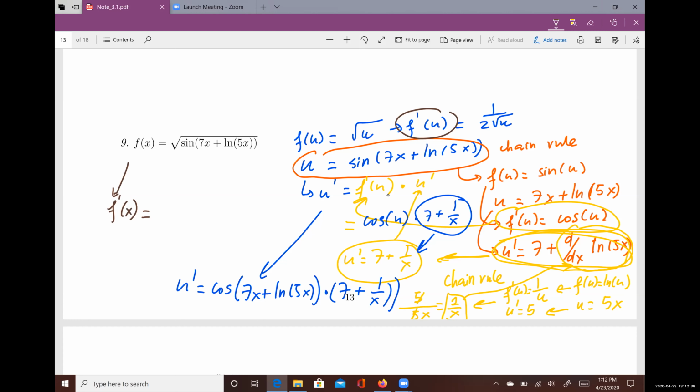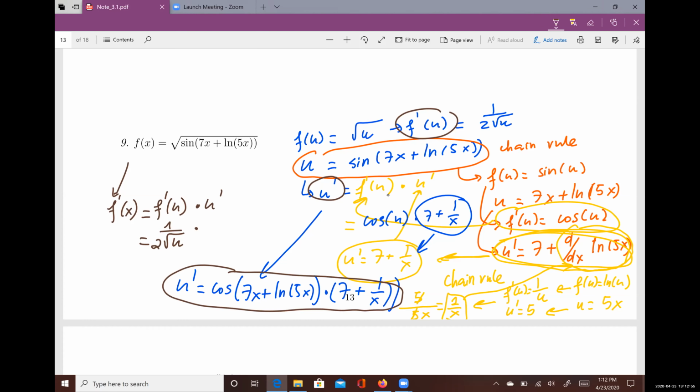f prime of u here, right, multiplied to u prime here. And we know that f prime of u is 1 over 2 square root of u multiplied to u prime, which is something that we already found here, which is cosine 7x plus natural log of 5x times 2 multiplied to 7 plus 1 over x. Okay. And then you can review the u in terms of sine of 7x plus natural log of 5x.